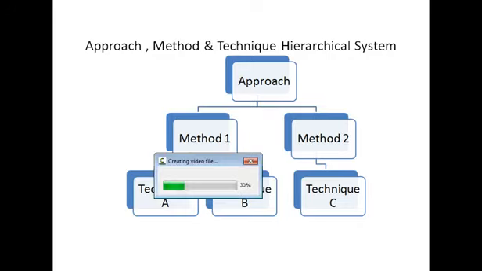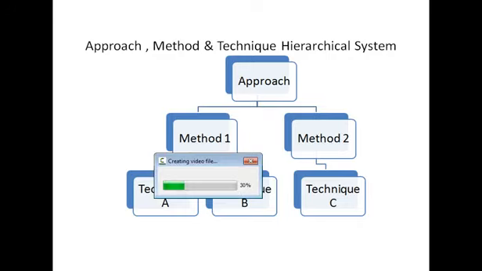Like an approach, a method may be structural, functional, or interactive. For example, grammar translation and audiolingual method are structural. Examples of functional methods include the oral approach and situational language teaching. Examples of interactive methods include the direct method, the series method, communicative language teaching, language immersion, the silent way, suggestopedia, the natural approach, total physical response, and others.